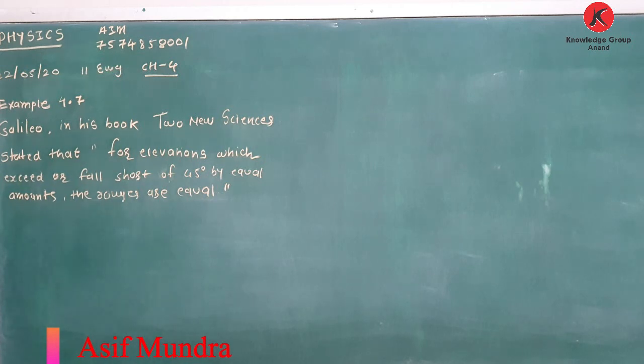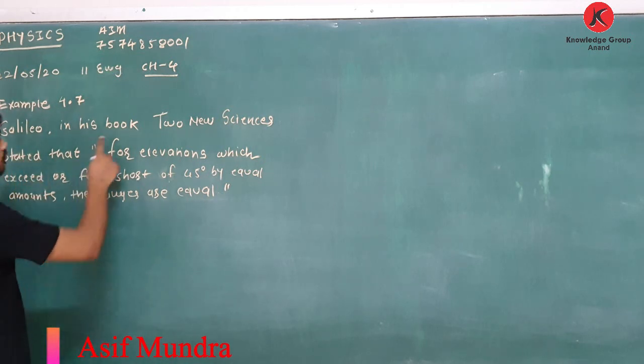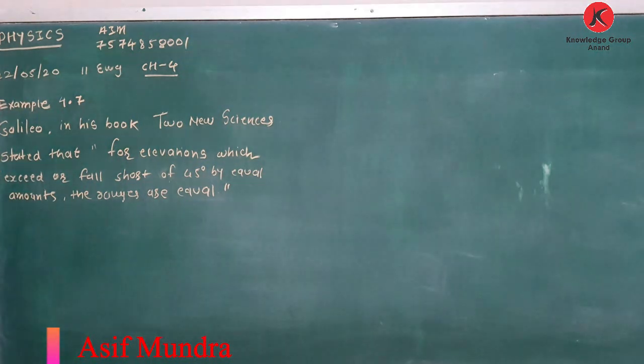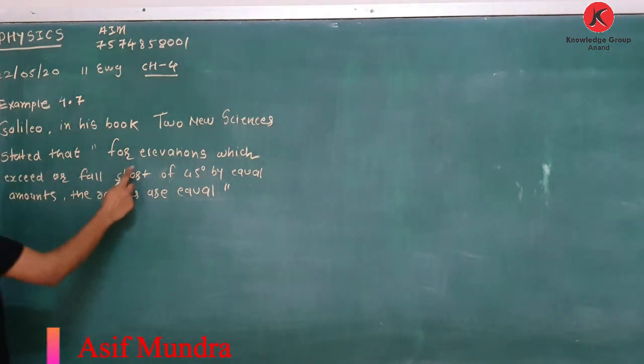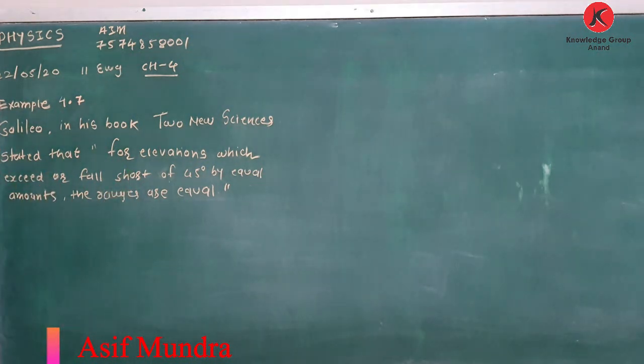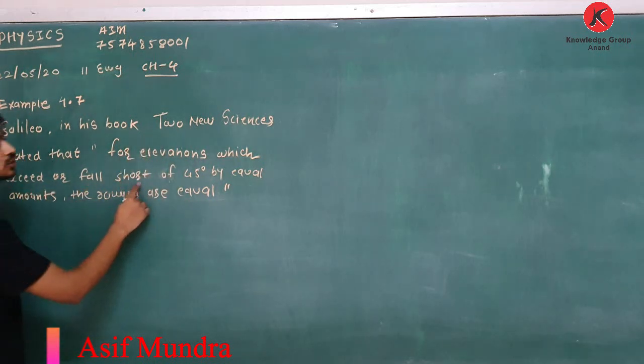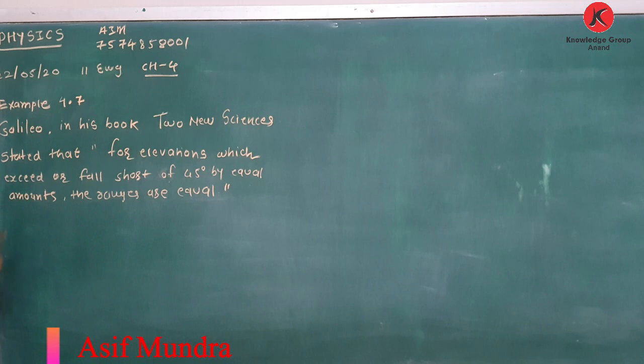See, example 4.7. Galileo in his book Two New Sciences stated that for elevations which exceed or fall short of 45 degrees by equal amounts, the ranges are equal. First of all, we will understand this statement. For elevations means angle which exceed or fall short of 45 degrees by equal amounts. What is the meaning of this?